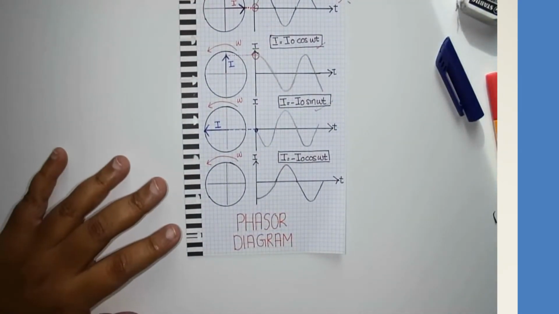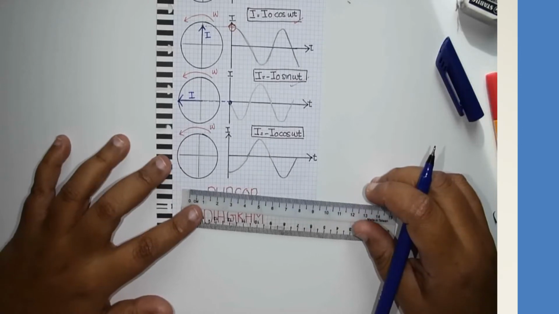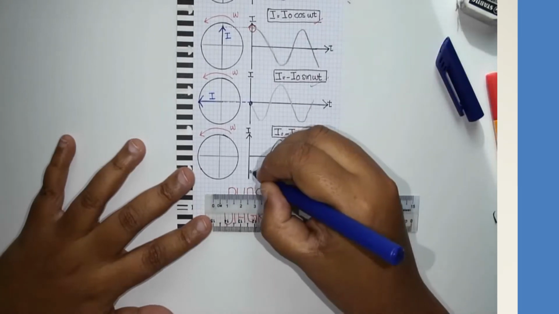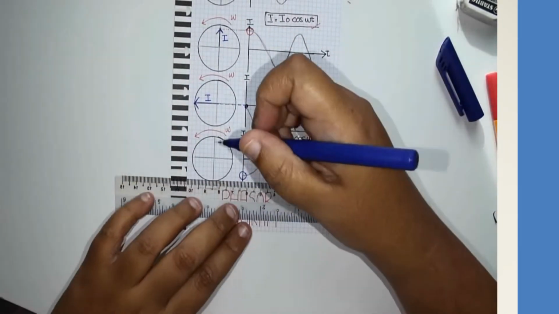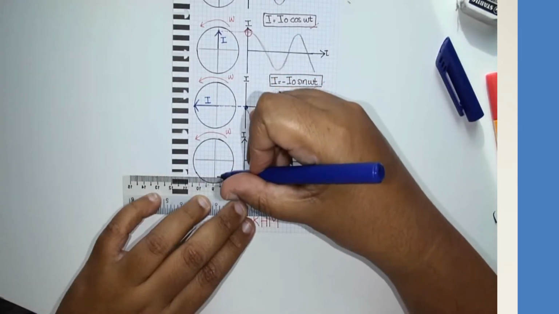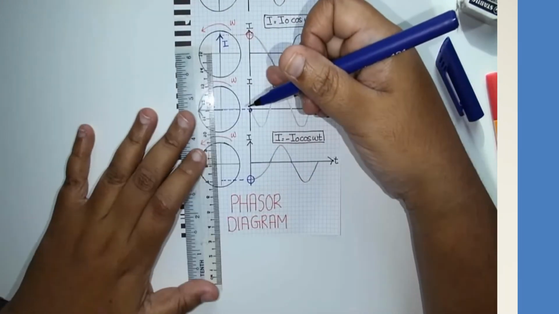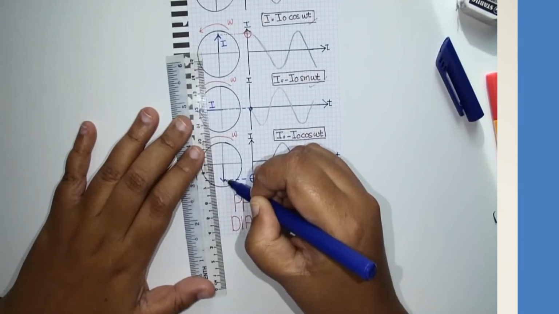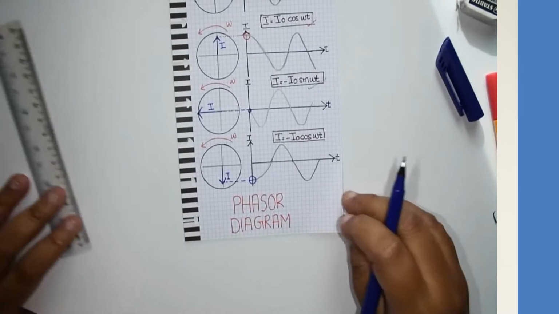Okay, alright, then if I have a negative cosine function waveform generated by a phasor, let's look at the initial position. The initial position is here. So if I relate it to the phasor diagram, it will be in this direction. So this is I. Okay, so that is how.